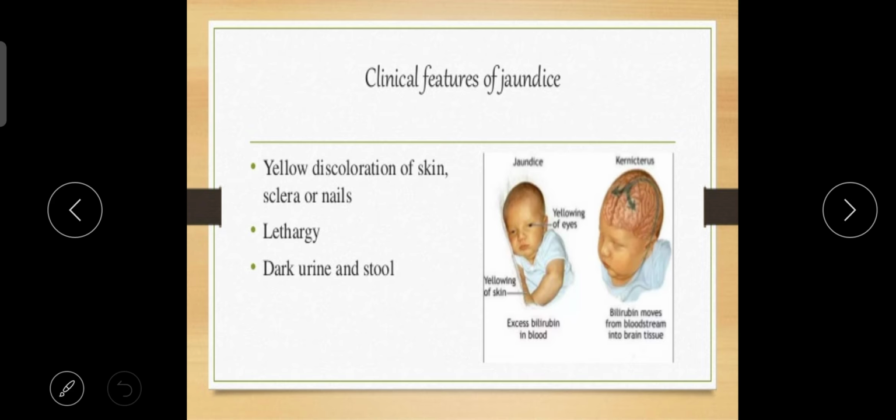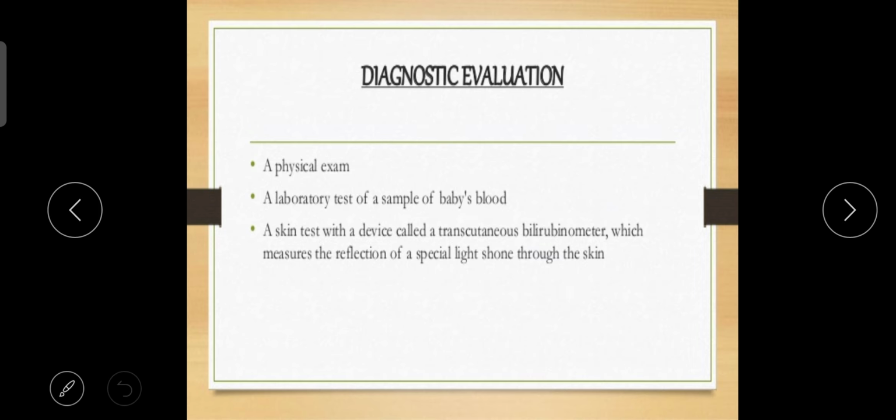You can notice yellow discoloration of the skin, sclera and nails, lethargy, and dark urine and stool also. Next we have diagnostic evaluation. The first one is physical examination. It is very important because there are skin color changes, so by doing the physical examination we can find out whether the baby is having jaundice or not.